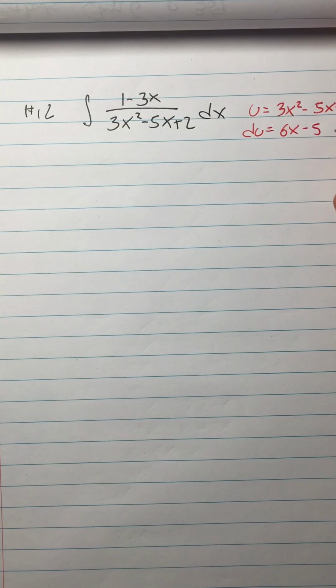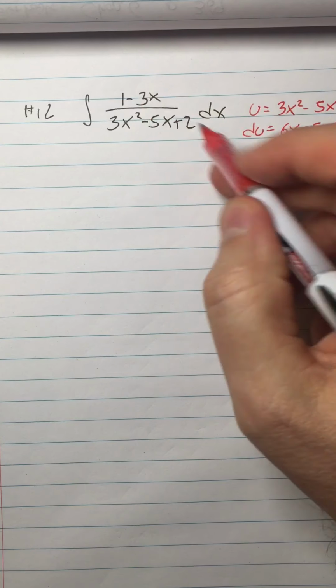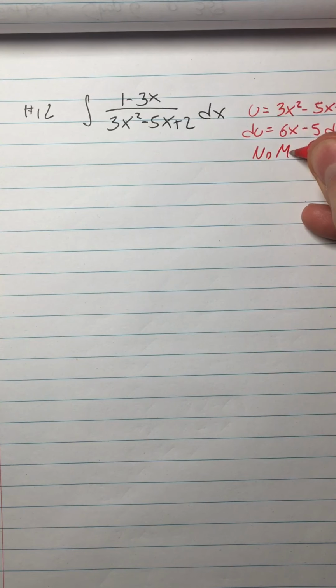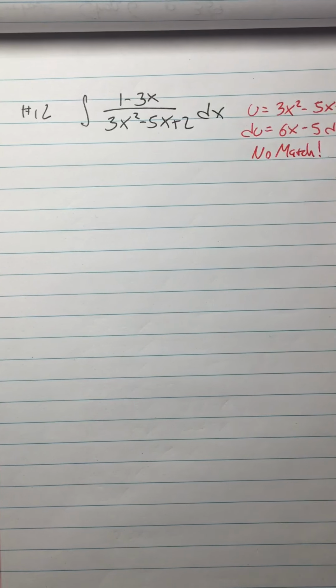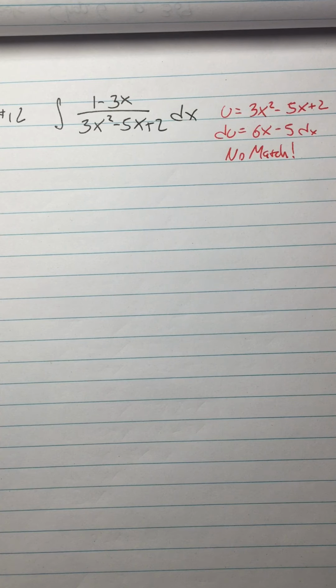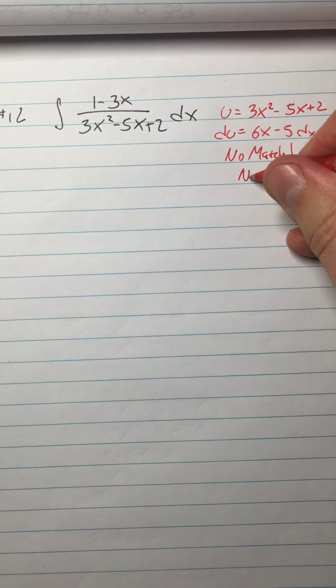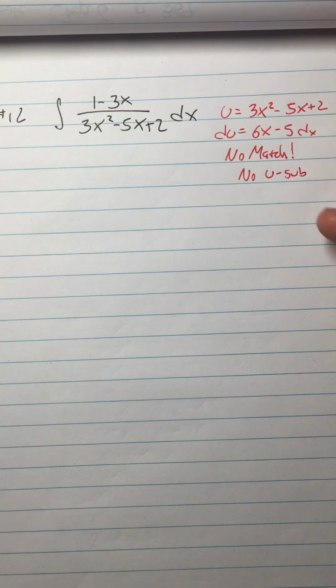The du is 6x minus 5 dx. There's no way I can match it with that, not by multiplying or dividing by a constant. So no u sub. I'm not going to do that. But we should always check first.